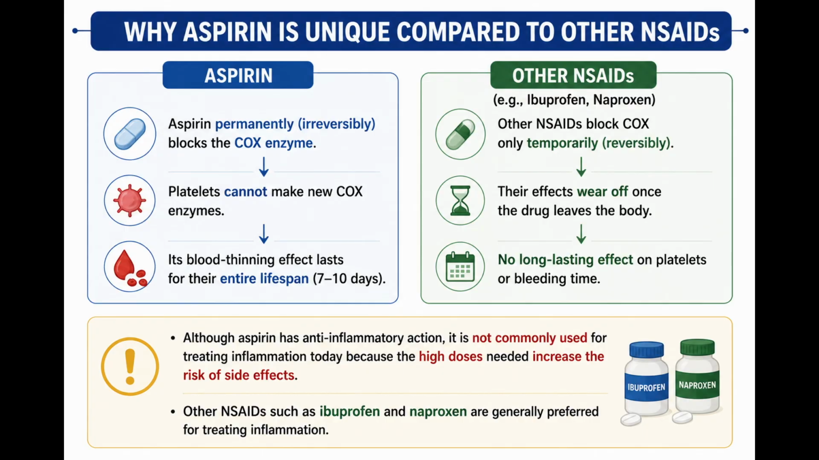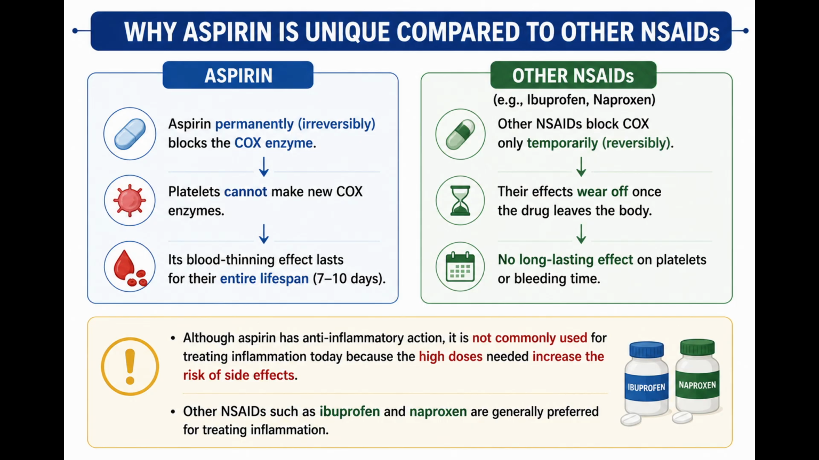Here, aspirin is unique because it permanently blocks the COX enzyme. Since platelets cannot make new COX enzymes, its blood thinning effect lasts for the entire lifespan. In contrast, other NSAIDs block COX only temporarily, so their effects wear off once the drug leaves the body. So, although aspirin has anti-inflammatory action, it is not commonly used for treating inflammations today because the high doses needed increase the risk of side effects. Other NSAIDs such as ibuprofen, diclofenac are generally preferred.